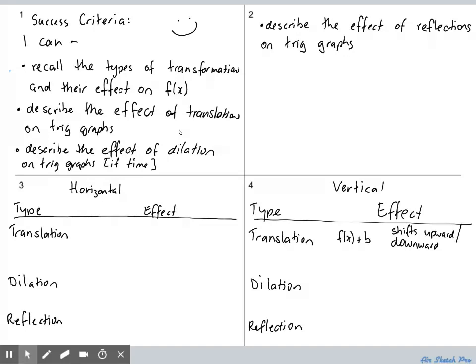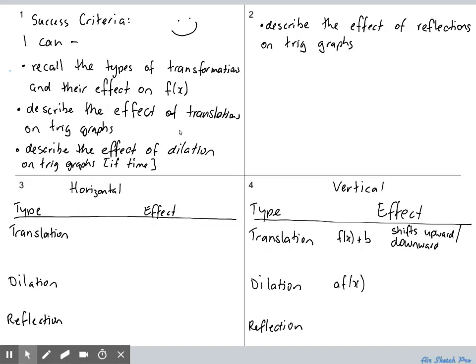Okay, what about a dilation? What does it look like? If f of x is the parent graph, just this middle column, which I haven't spelled out here, so f of x plus b, if I use a to describe the dilation, how would I describe the effect on f of x? Yeah, good. So a f of x is a dilation.